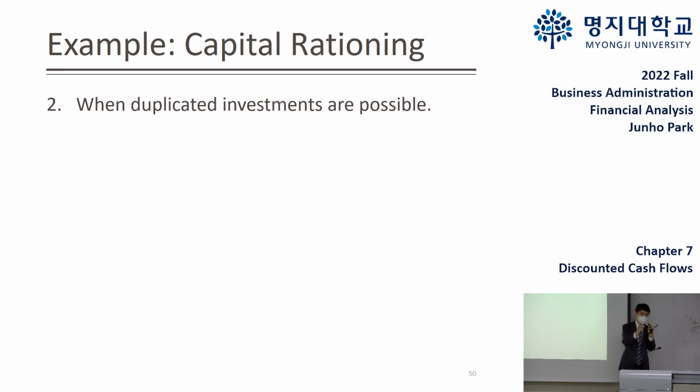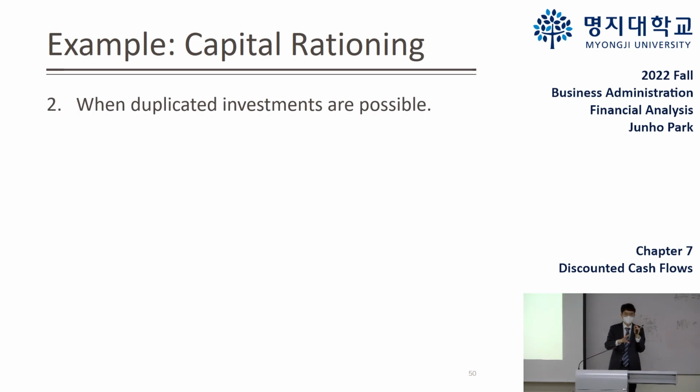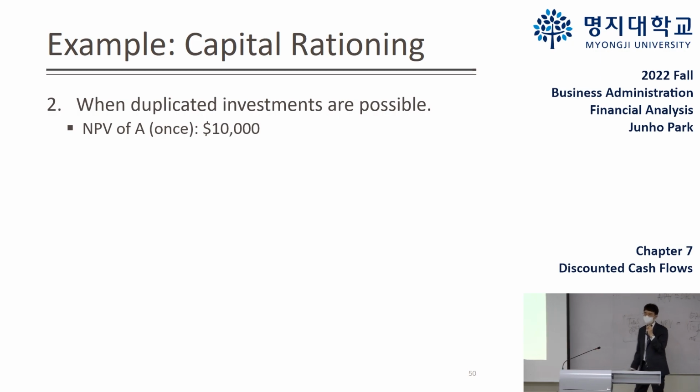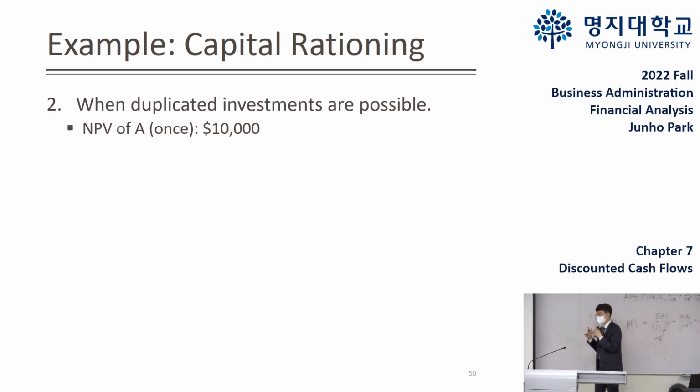When you have 1 share, you have some return. And if you have 2 shares, then the returns should be doubled. So there's a linear relationship. And in that case, we can say that we can have some duplicated investments in our choices. And let me see what will happen for this company. So now it becomes more complicated because now we have to think whether we can have multiple choices. So let me go back.